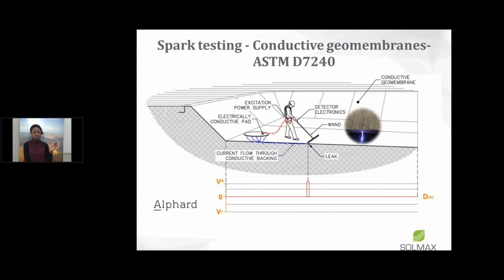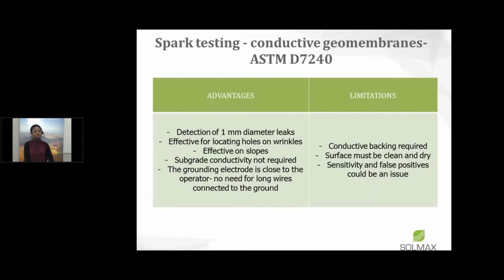Some of the advantages of the spark testing is it's effective for detecting pinholes, just like the other methods. And it has an extra advantage over the other methods in that it's effective on detecting holes in wrinkles. So with the spark testing method, we can say that wrinkles become virtually invisible because it can detect that hole. It's effective on slopes and on vertical surfaces, and subgrade conductivity is not required because we have the conductivity from the geomembrane itself. Another advantage is that we have the grounding electrode just right behind the technician, so we don't have long wires connected outside of the geomembrane, which could be a little bit cumbersome as well.